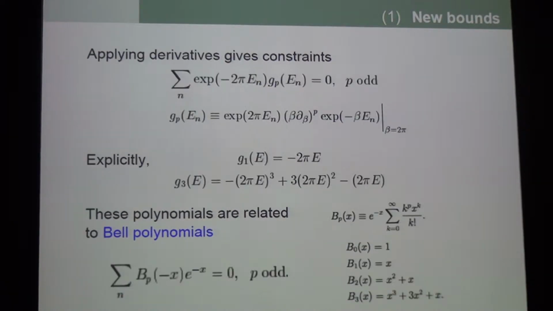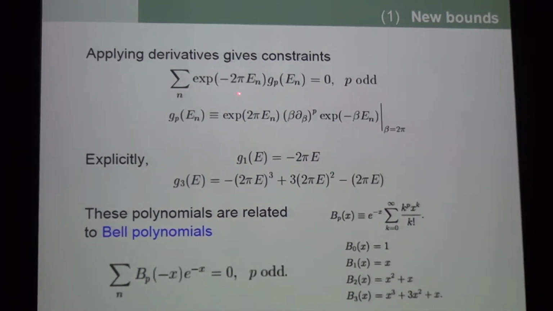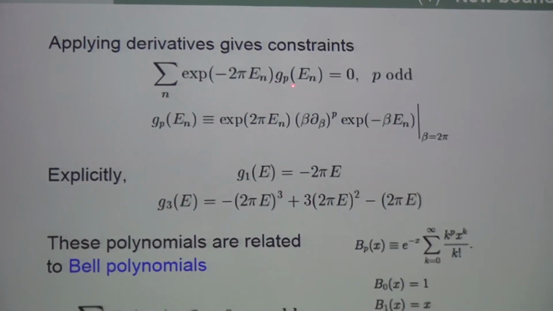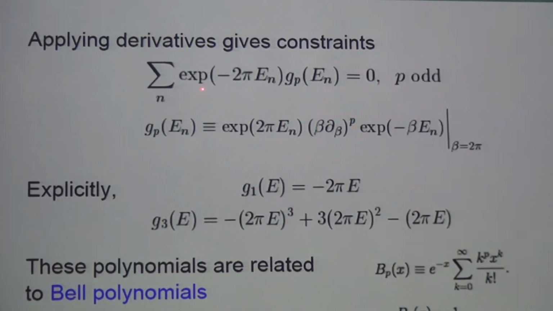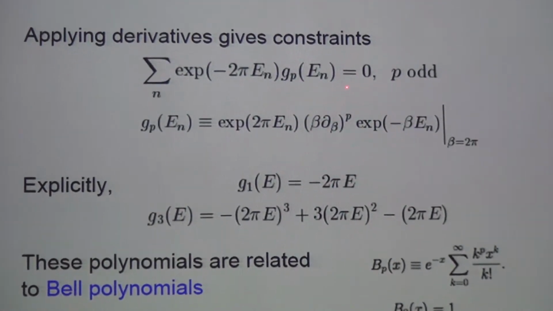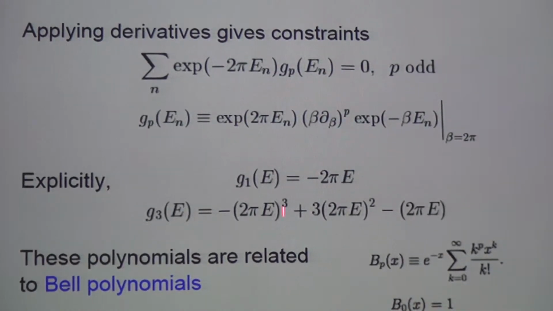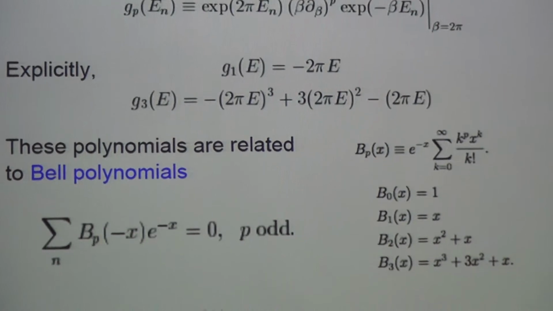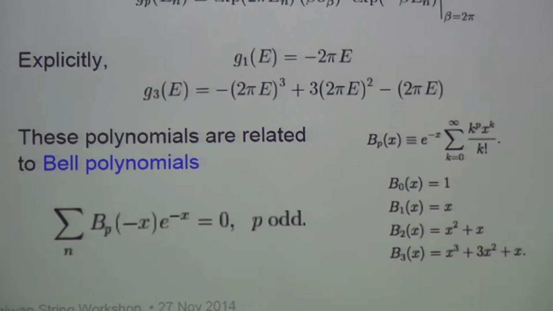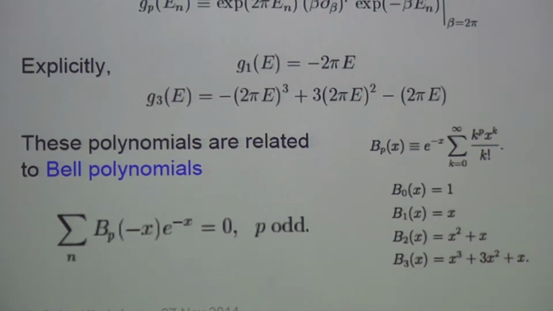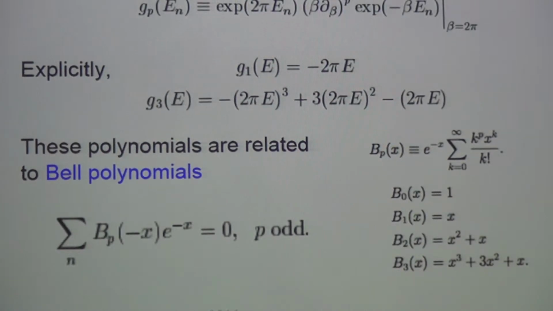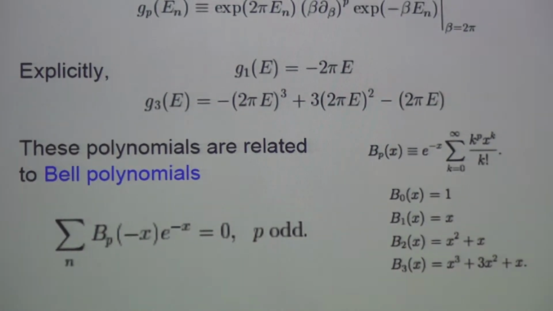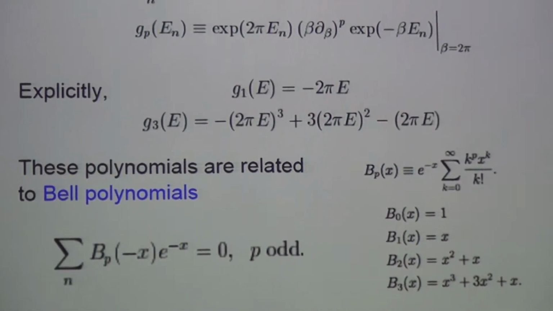All right, so applying those differential constraints is now going to give us these new polynomial constraints. And they look like this. We have some polynomial G_p, weighted with the exponential, sum them all up and you get 0. You can find explicit expressions for these polynomials G. They're related to polynomials known as the Bell polynomials, which were found a couple of hundred years ago by mathematicians who were looking for interesting things to study.